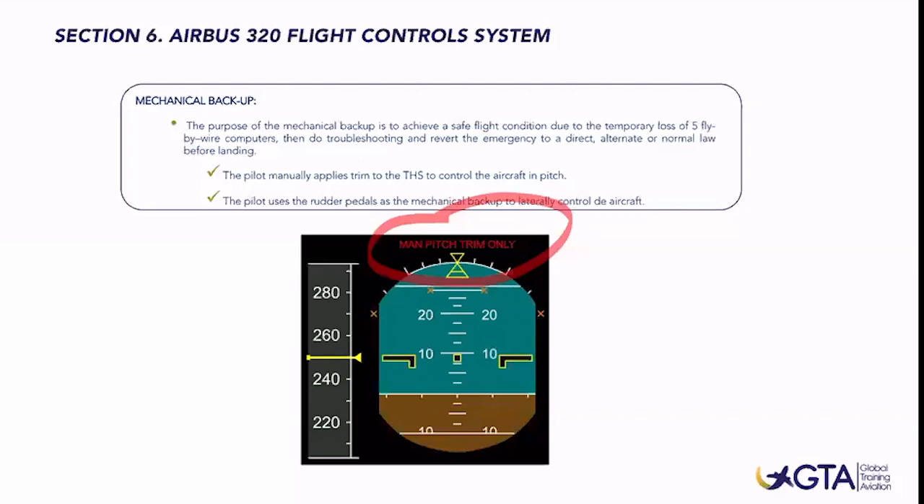So you can imagine how difficult it is to perform a safe landing when we are flying in mechanical backup. We will practice on the type rating course at GTA in the last FFS session, just for you to know how difficult it is to perform, and figure out that this mechanical backup flight load is not designed for approach and landing.